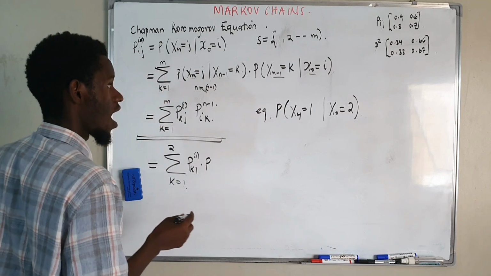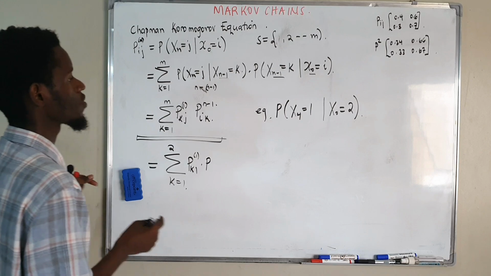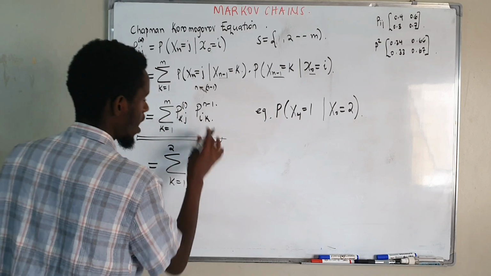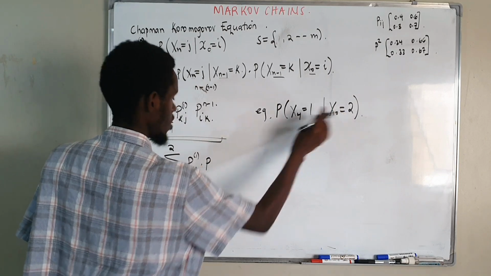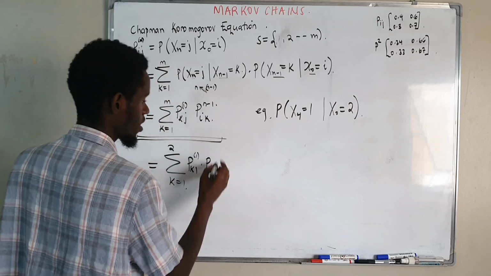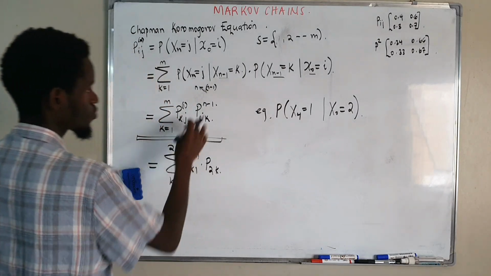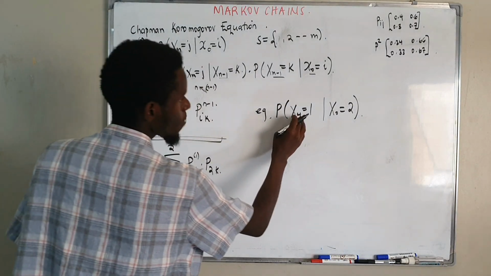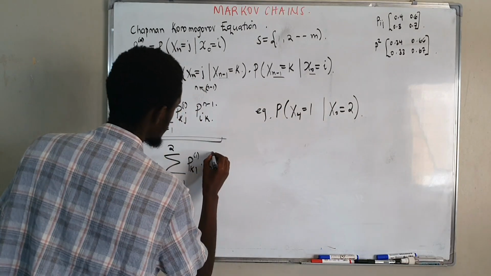Now remember, we are coming from i. Our i is 2, our present is 2. Now the k again here. But now what's the n minus 1? Our n is 4, minus 1 is 3. Then this is going to be 3.